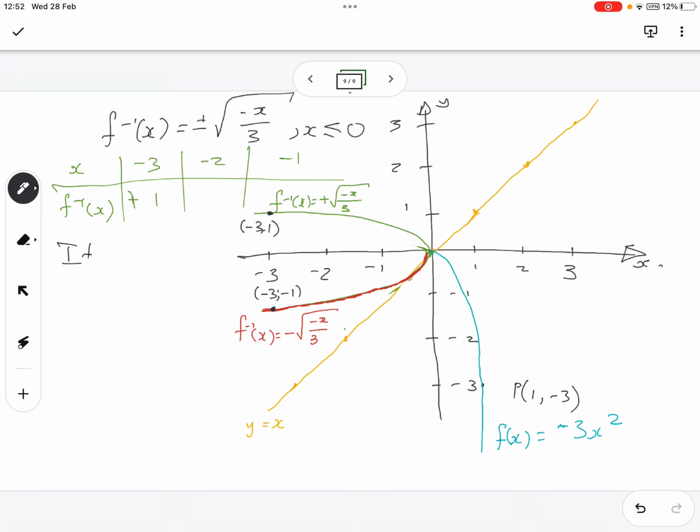Okay. So it looks like, we'll call it P with a little hat. So it looks like the inverse of P is P with a little hat, and P with a little hat is negative 3, 1. And that answers the question. Okay. That's for C.